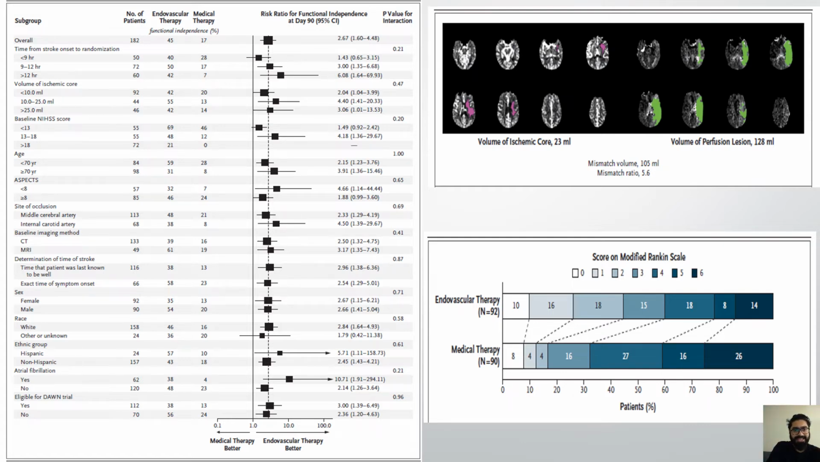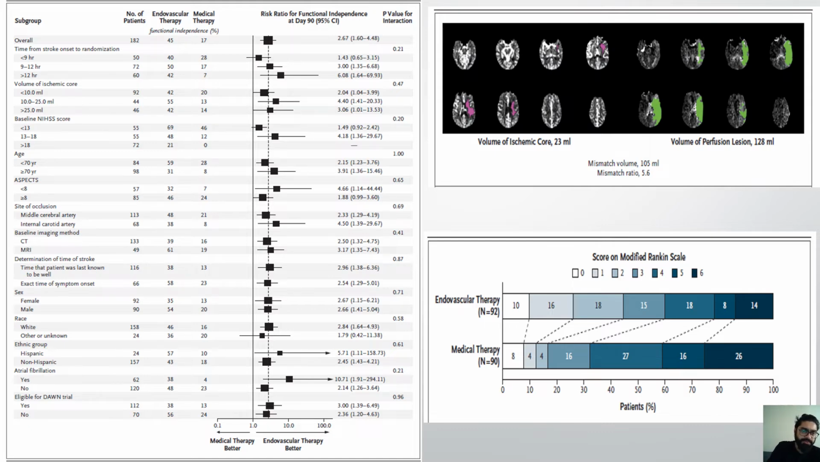Ages less than 70 or greater than 70 also favored the endovascular therapy intervention. Aspect score of less than 8 or greater than 8 supported the favorable outcome. Site of occlusion, whether MCA or ICA, also favored it. Then CT or MRI investigation at baseline with the mismatch favored the outcome.